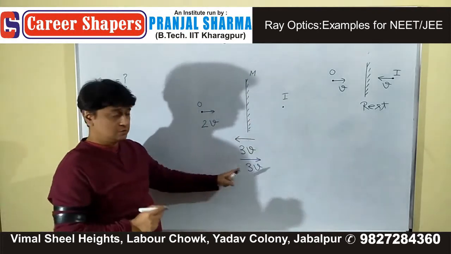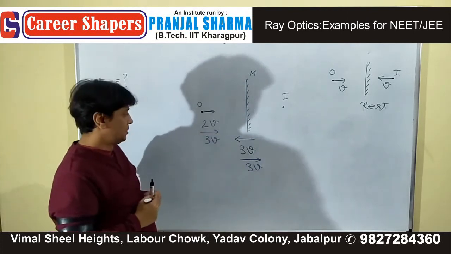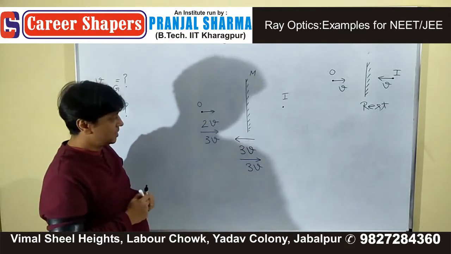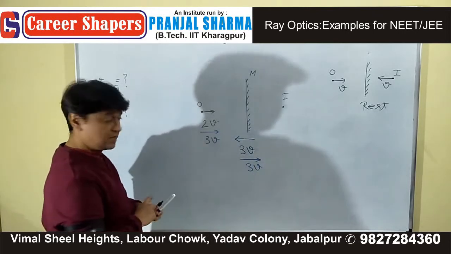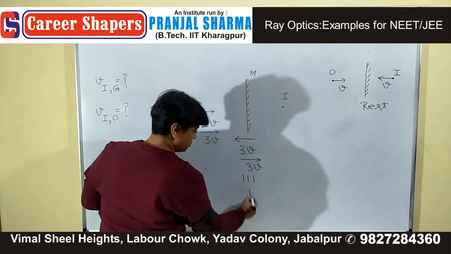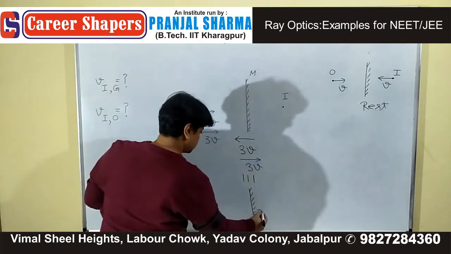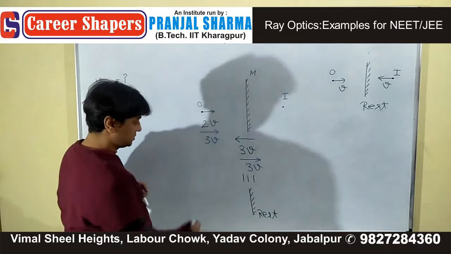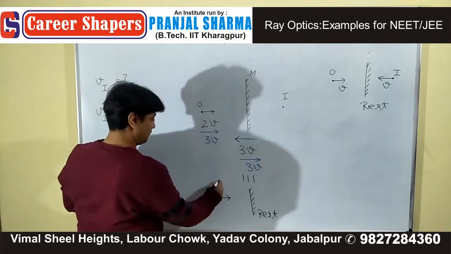If you gave 3V to this, give this object also the same velocity of 3V. There is no point in giving 3V to this image because we have no idea with what velocity the image is moving. And once you do this, this whole system is now equivalent to what? A mirror which is at rest. 3v and 3v cancelled. Mirror is at rest. Object is moving in this direction. 2v plus 3v is what? 5v.